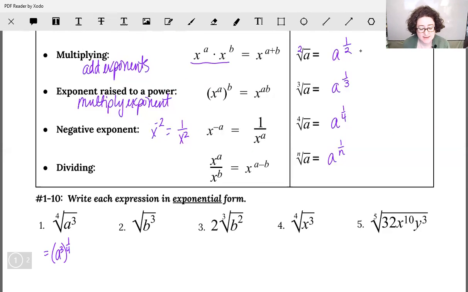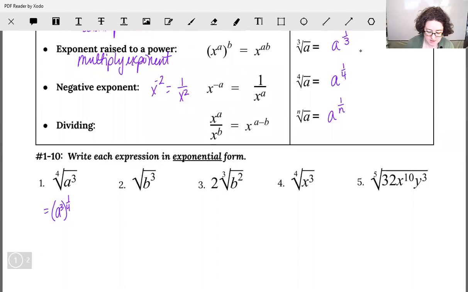But we don't want to leave it like that, so we can use our exponent rule, which says we can multiply those two exponents. So this is really going to come out to a raised to the 3/4, and 3 times 1/4 gives us 3/4. Okay, square root of b cubed, same thing. Square root is the same as raising whatever the radicand is to the 1/2 exponent. Then use your power rule, multiply your exponents, so we'll have b raised to the 3/2.